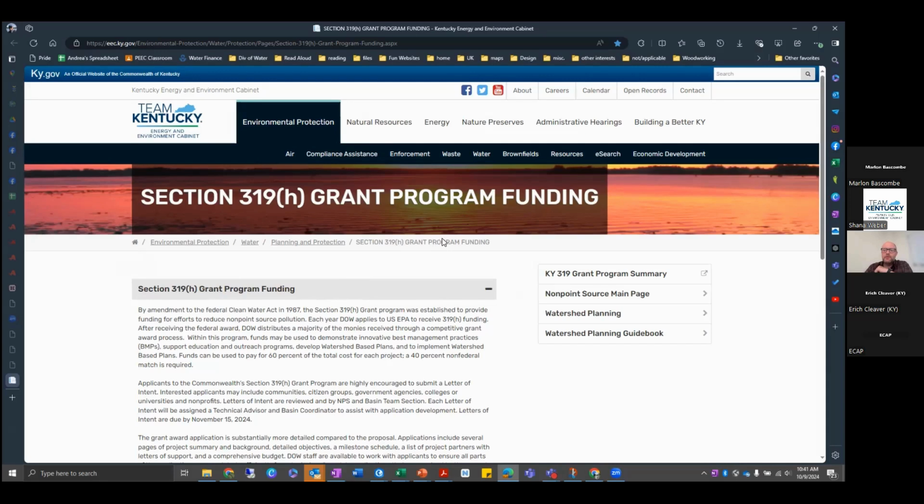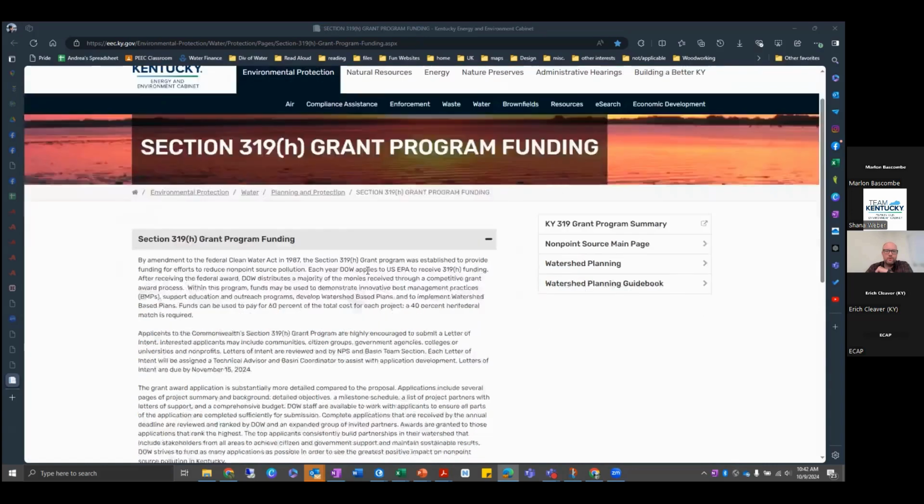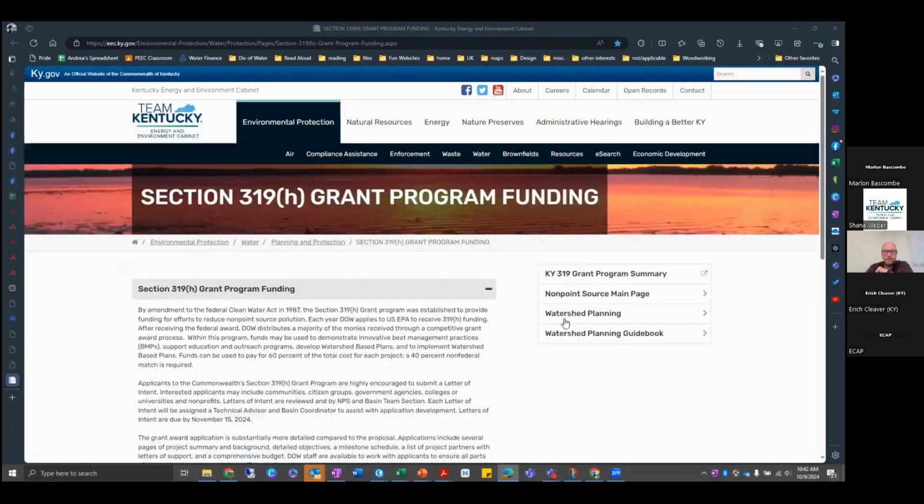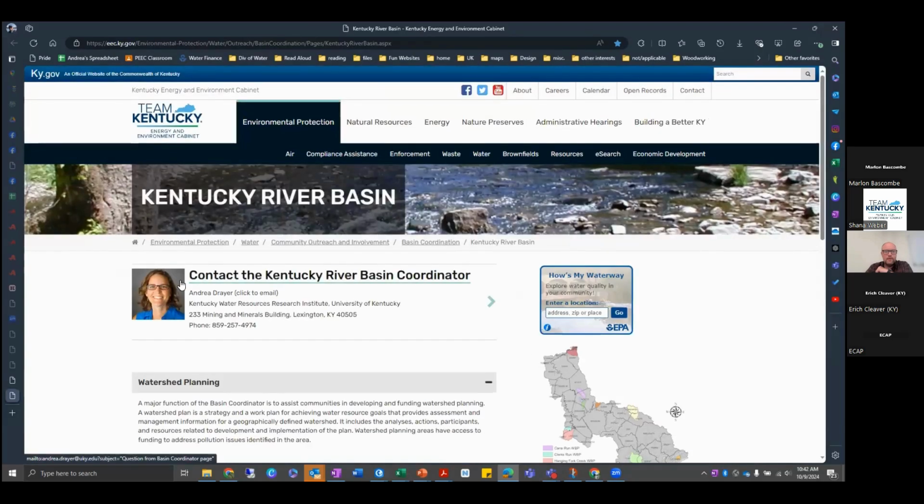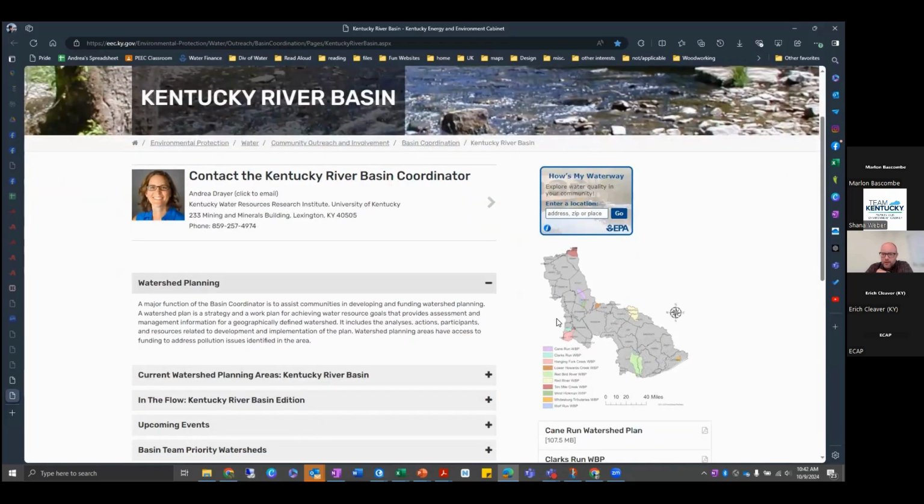Okay, so for BMPs, what area are you in, Carla? Madison County. So you're in the Kentucky River Basin. Your basin coordinator is named Andrea Dreyer, and she actually works through Kentucky Water Resources Institute. I can get you in contact with her. So this is the contact information for Andrea. And this is a map down here of the Kentucky River Basin.